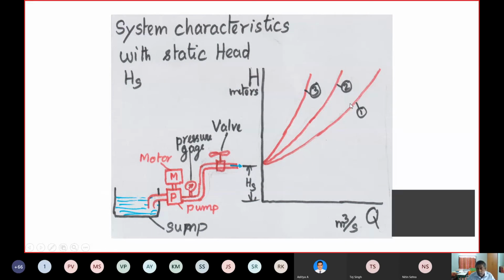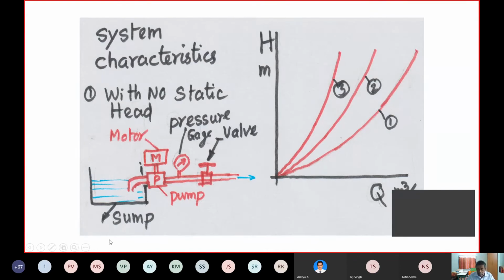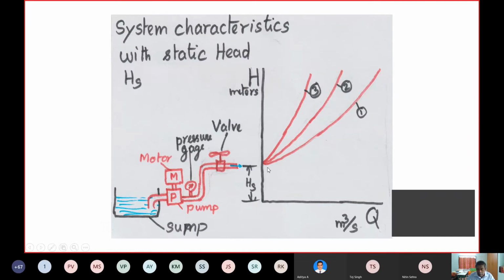Now again, for 3 different valve positions, you will be able to get 3 system characteristics. So these are system characteristics with static head. The difference you can see from the previous one: the system characteristics start with 0 head, but in this one the system characteristic starts with a finite initial head Hs.